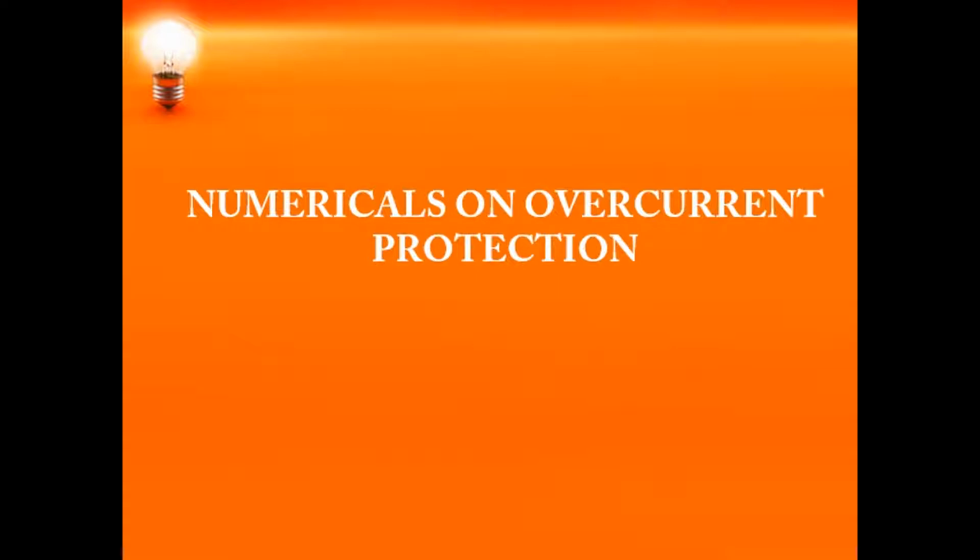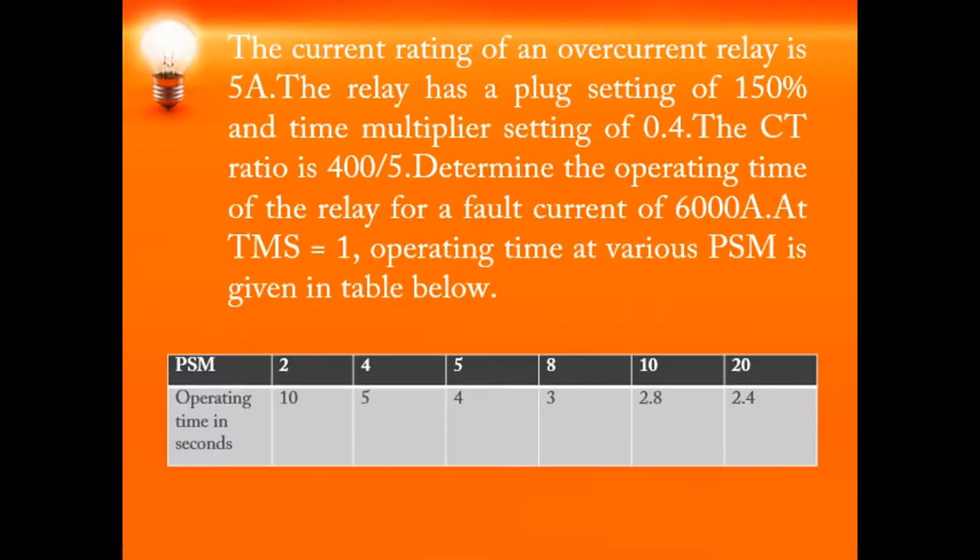Welcome you all. In this session, let us solve two numericals on overcurrent protection. The first one is: the current rating of an overcurrent relay is 5 amps. The relay has a plug setting of 150% and time multiplier setting of 0.4. The CT ratio is 400/5. Determine the operating time of the relay for a fault current of 6000 amps.